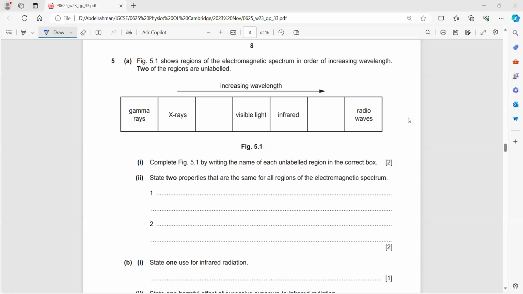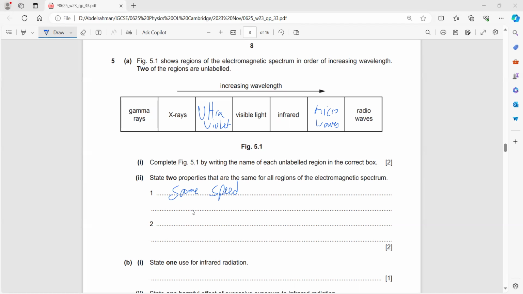Ultraviolet here, and microwave here, microwaves. Good. Two properties. What are two properties? They travel at the same speed, which is 3 times 10 to the power 8. And they can travel through vacuum. Okay, what else? They don't need a medium to travel through.